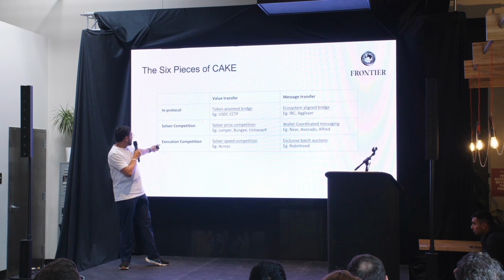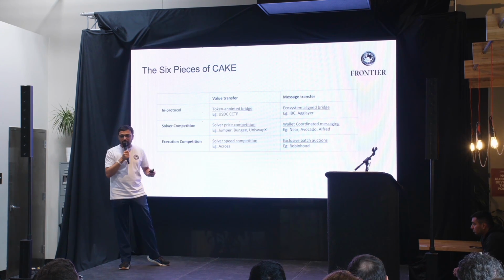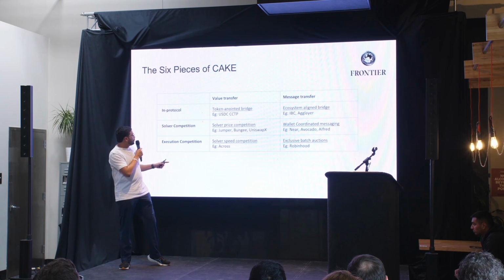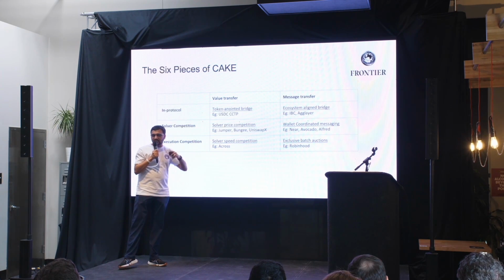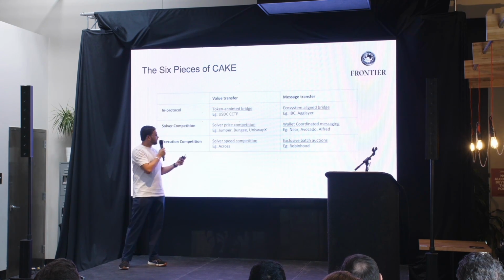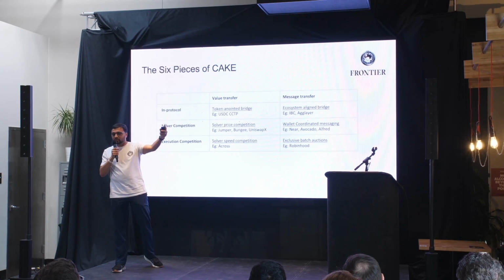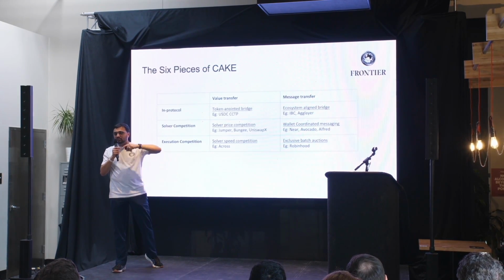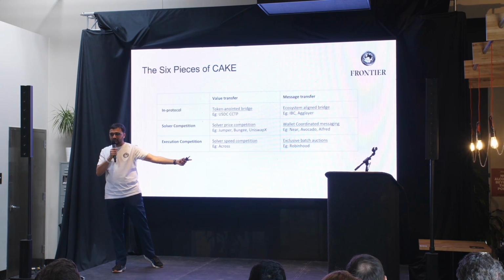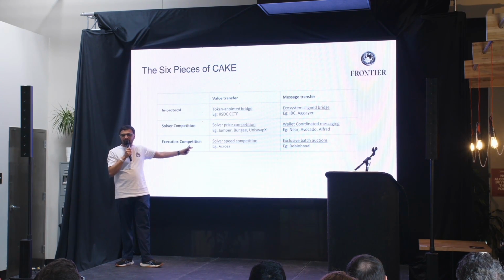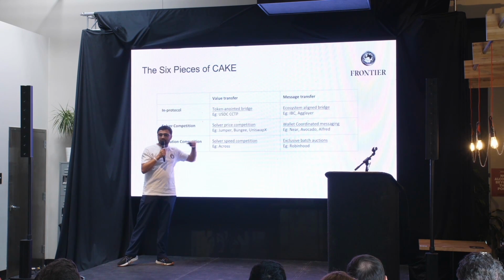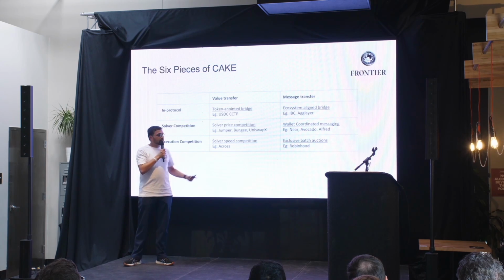The third is this execution competition, where you sacrifice on price improvement or optimal price, but you are trying to optimize for execution guarantee. So you are trying to optimize for whether I can actually make sure that my transaction goes through, whether I can make sure that of those 30 things that I need to do to satisfy the user's intent, they actually end up happening. And so you get things like solver speed competition, where solvers are competing not on price, but on speed, whoever gets to execute that intent first.